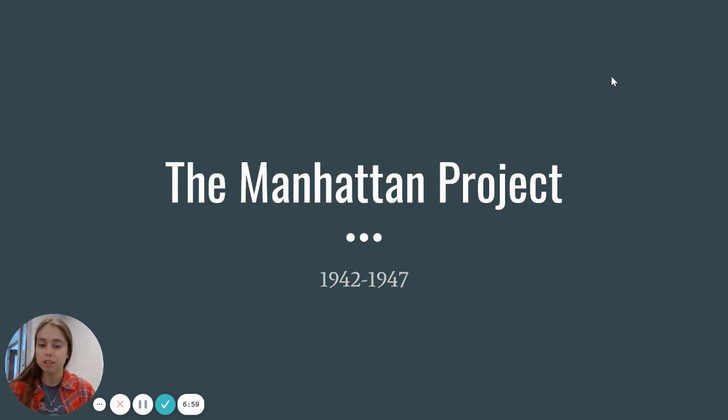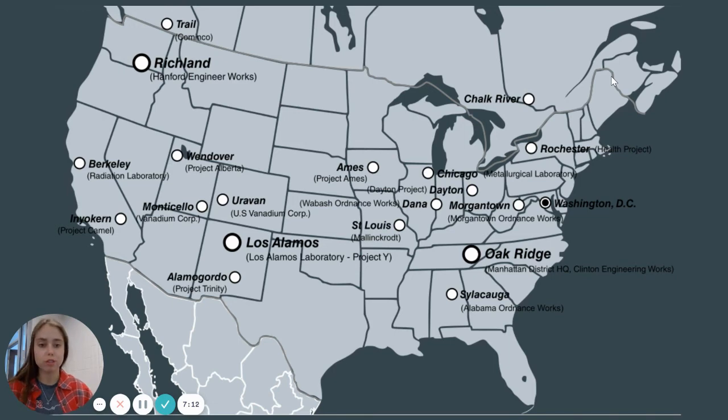So the Manhattan Project lasted for about 5 years, and it was a secret government program. The public didn't know about it, other countries didn't know about it, and this is how the atomic bombs were created. This map shows us all of the different locations throughout the country and even up into Canada where this project was being executed: where testing was happening, the different labs, all of the different places. And if you look, there's even a place in Dayton, Ohio, where this project was happening.